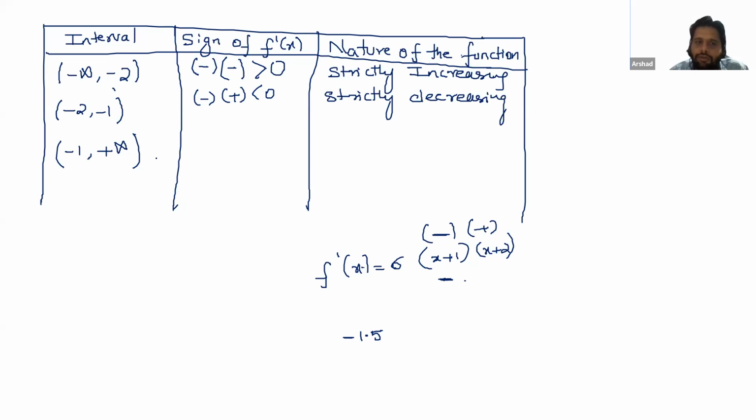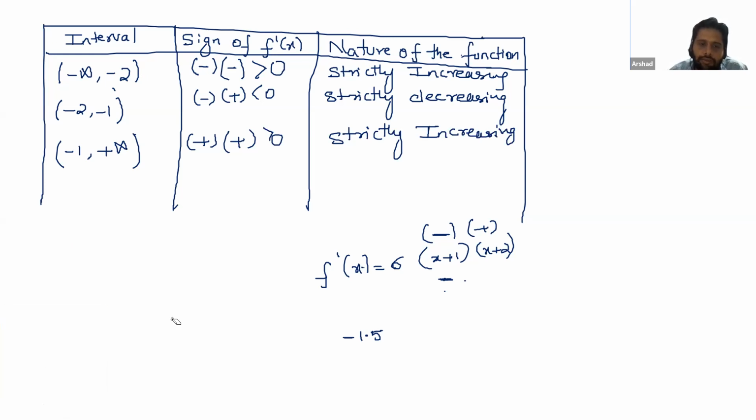Now next one, minus 1 to infinity, for example, we are taking 5 here. So this will become positive. This is also positive. So this is greater than 0. So this means it's strictly increasing. Okay, so that means for these two intervals, the function is strictly increasing.